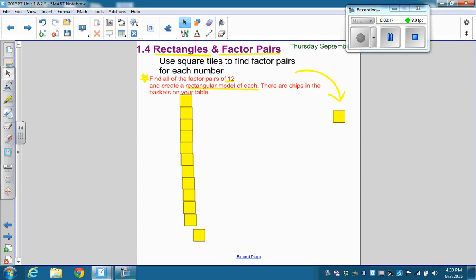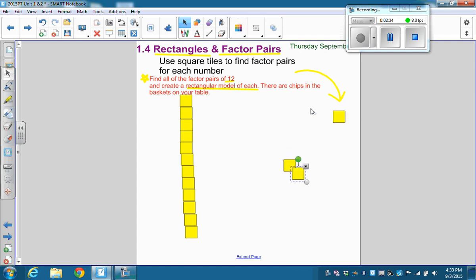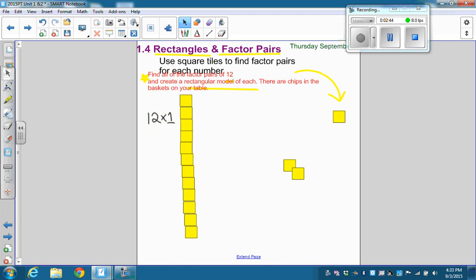Do you remember the dimensions this would be? Oh, let me count them. Do I have 13? 1, 2, 3, 4, 5, 6, 7, 8, 10, 11, 12. I made an extra. We don't want that. So we called this a 12 by, what do we call it? 12 by 1. A 12 by 1, right? But no, it's a 1 by 12.